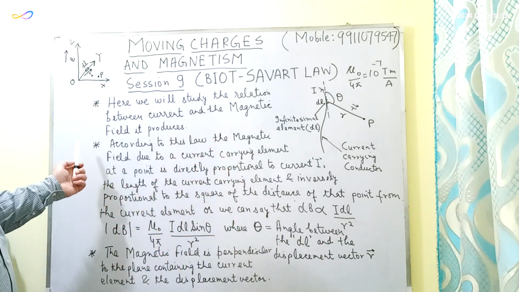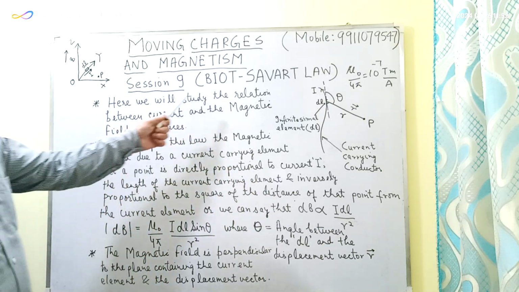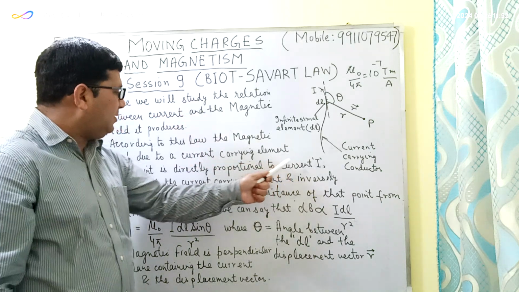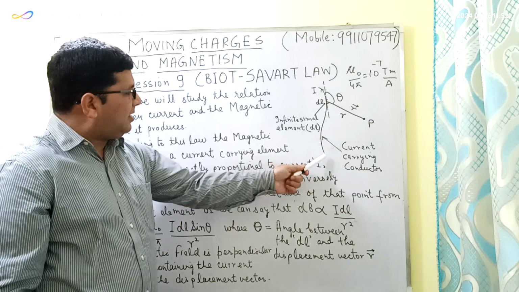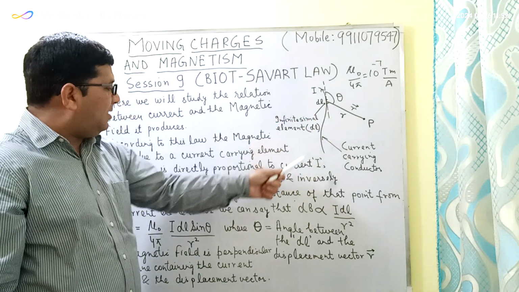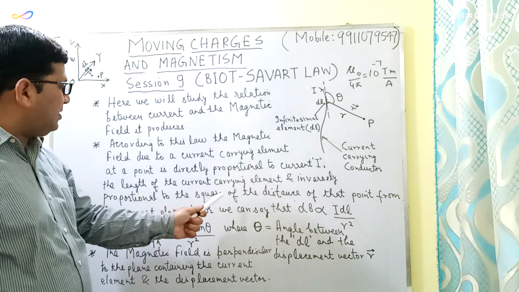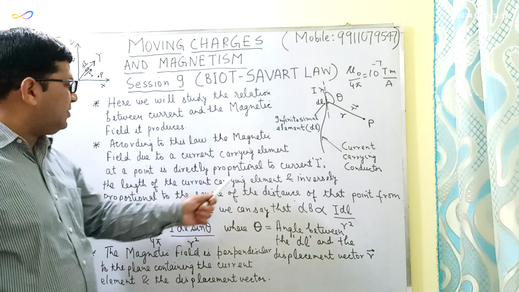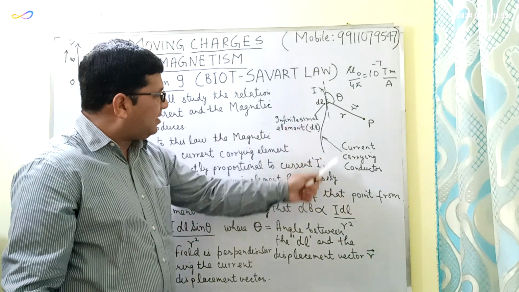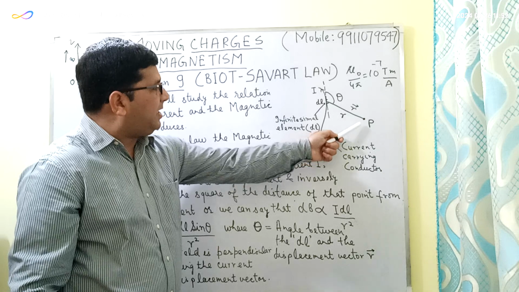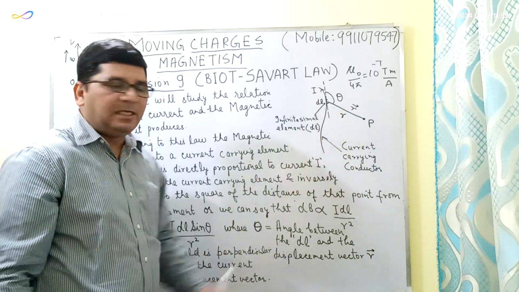That is the first point. The second point is, according to this Biot-Savart law, the magnetic field due to a current carrying conductor is directly proportional to the current flowing through that conductor. It is also directly proportional to the length of the conductor, and it is inversely proportional to the square of the distance of that point from that current carrying element.